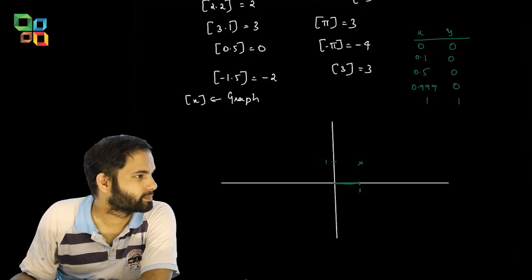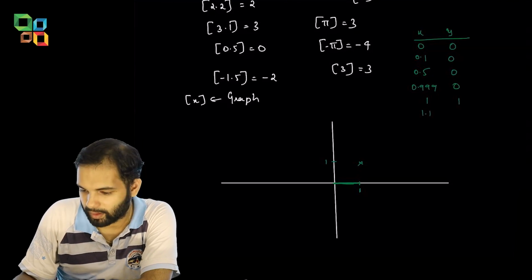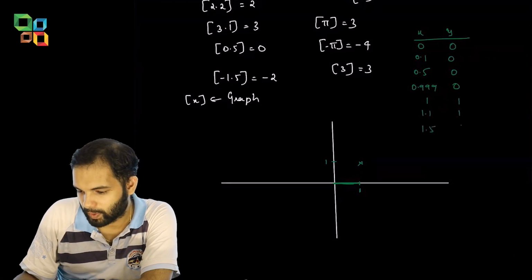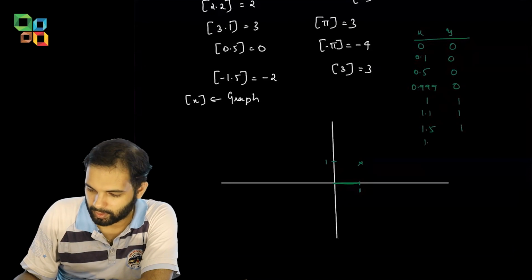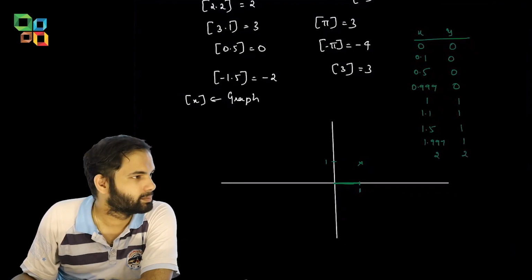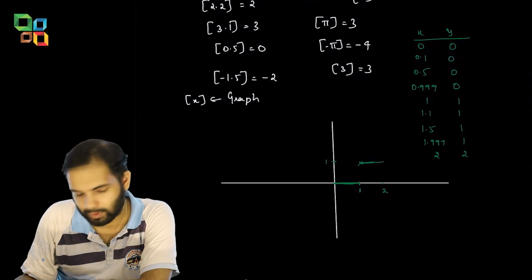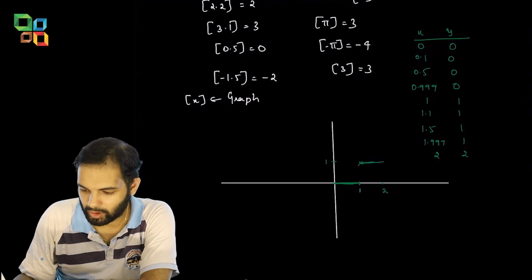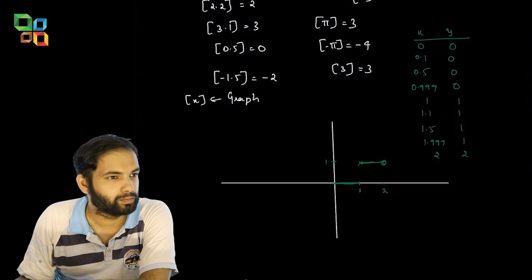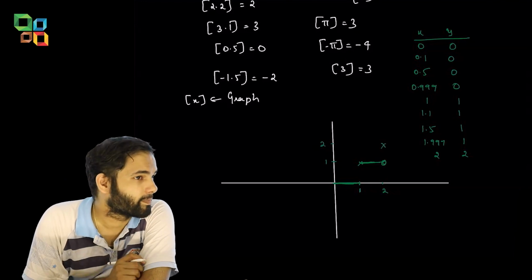Is it okay? What about 1.1? 1. 1.5 also is 1. Up to 1.999 it is 1. Then it becomes 2. So you get the logic, right? So it will go up to 2. But it's not equal to 2 at 2. At 2 it is 2. You have to put it like this.